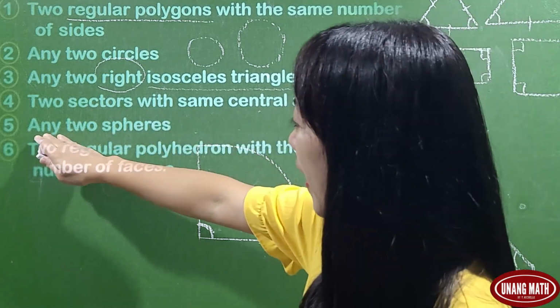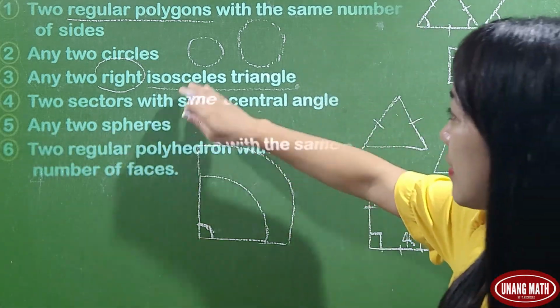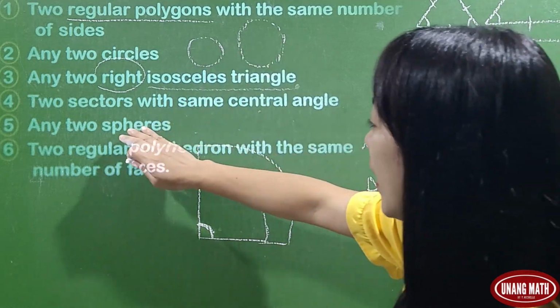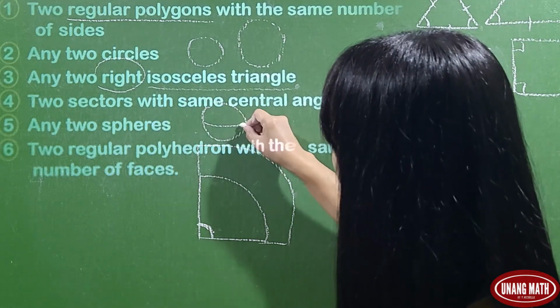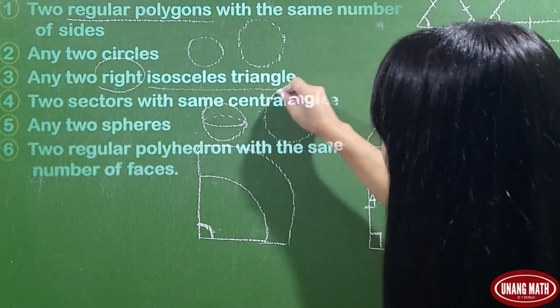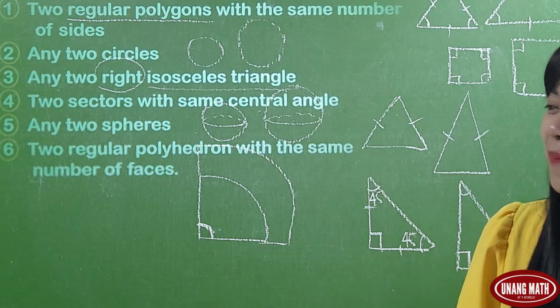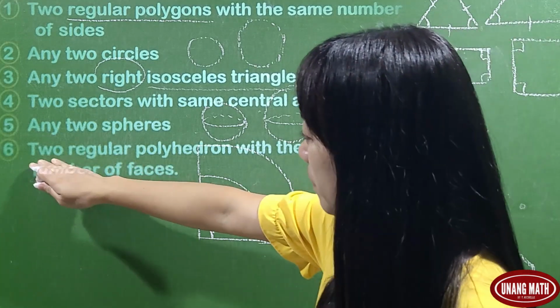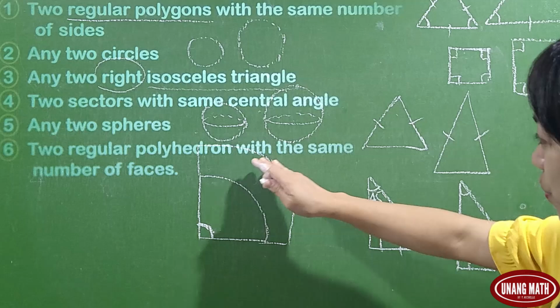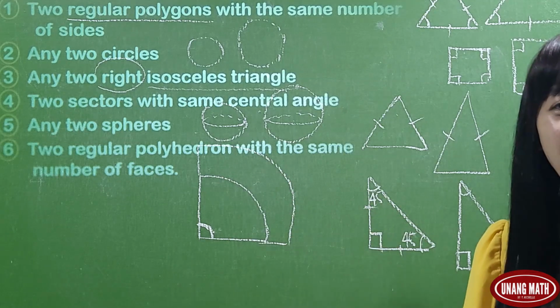For number 5, any two spheres. This is the same with circles. So any two spheres are similar figures. For the last one, two regular polyhedrons with the same number of faces.